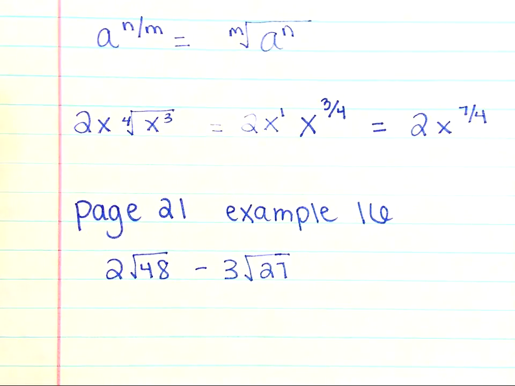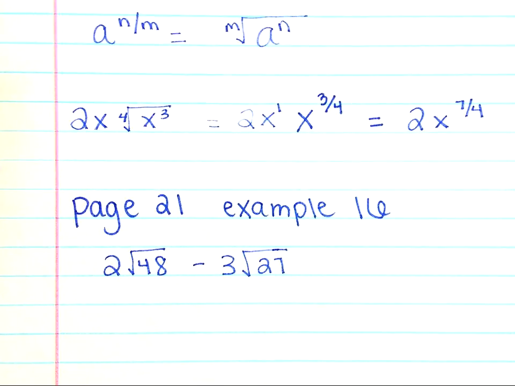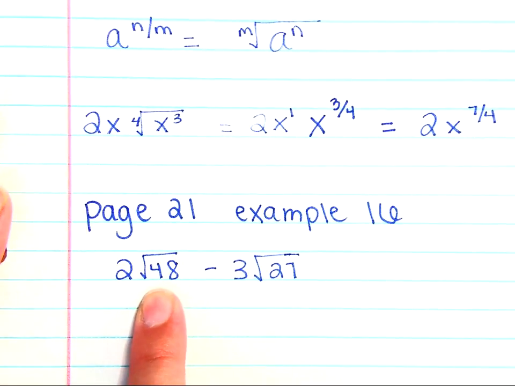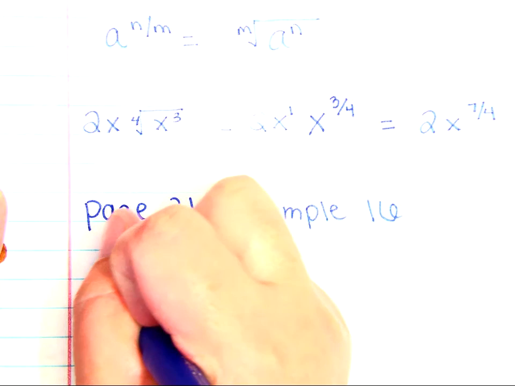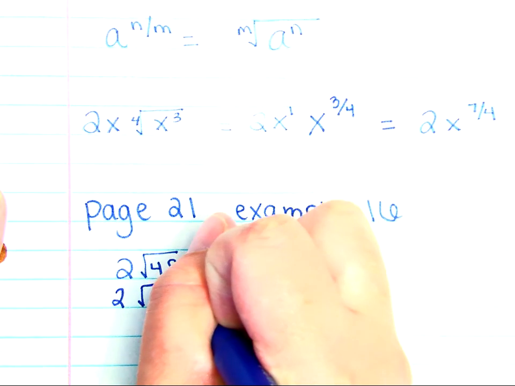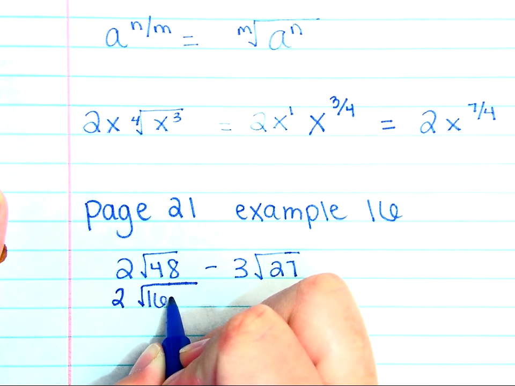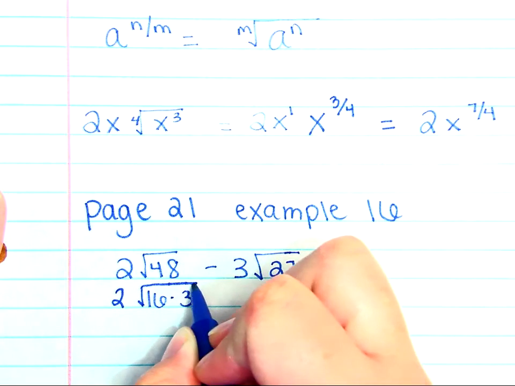Okay, so simplifying radicals. This is a square root. So I need to think about numbers that are perfect squares that would multiply to get 48, because if it's a perfect square, then I can take it out of the radical. So I could rewrite the square root of 48 to be the square root of 16, because 16 is a perfect square, times 3.